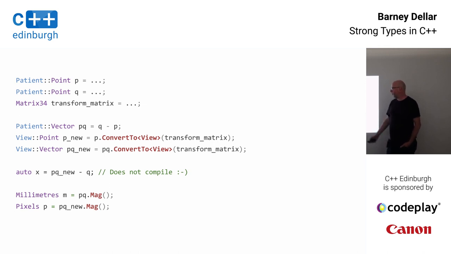The X at the bottom will not compile anymore. You cannot subtract a vector, well, a point from one space from a vector in another. That does not exist as an operation you can do. So again, the compiler is catching bugs before they can go live.